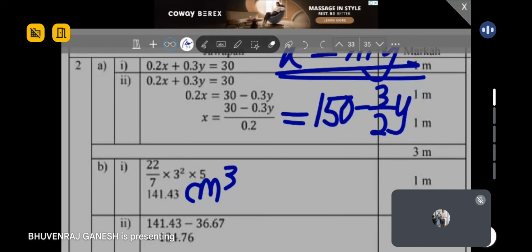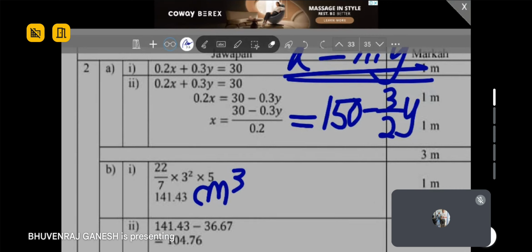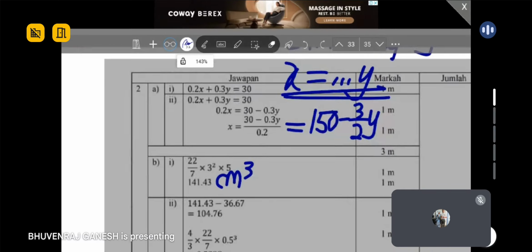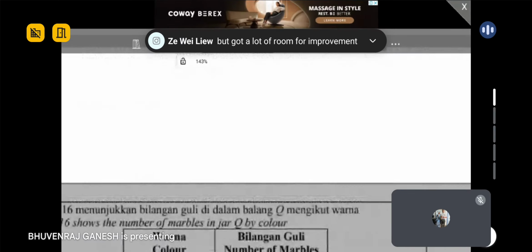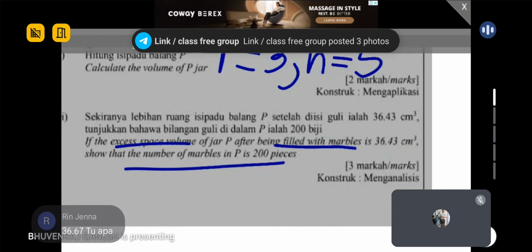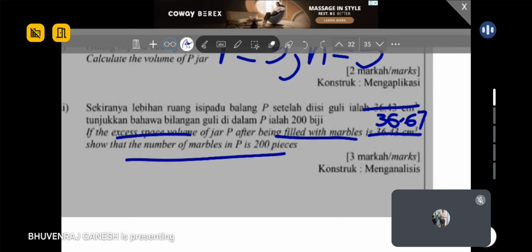104.76. Okay, 104.76. So this will represent the space that is occupied by all the marbles. Okay, jumlah yang dirangkumi oleh kesemua guli tu. Okay, the value over here, right guys? The question give you a different value. Am I right? Soalan bagi nilai yang berbeza. It's okay. You just change the question, guys. Change it to 36.67. Okay, tukar soalan. Alright. Soalan bagi nilai salah. Okay, just change the question, guys. 36.43, you change to 36.67.